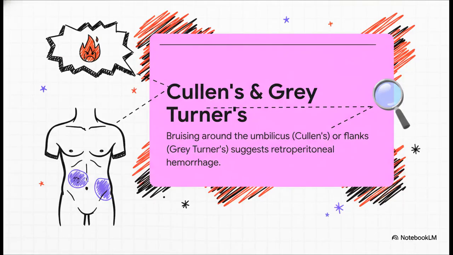So during your inspection, you're looking for things like scars or distension, but also keep an eye out for these rare but classic signs: Cullen's and Gray-Turner signs. That bruising you see there, it's caused by blood tracking from deep inside the abdomen. If you see this, it is a dramatic and very serious finding, often pointing to something like severe hemorrhagic pancreatitis.